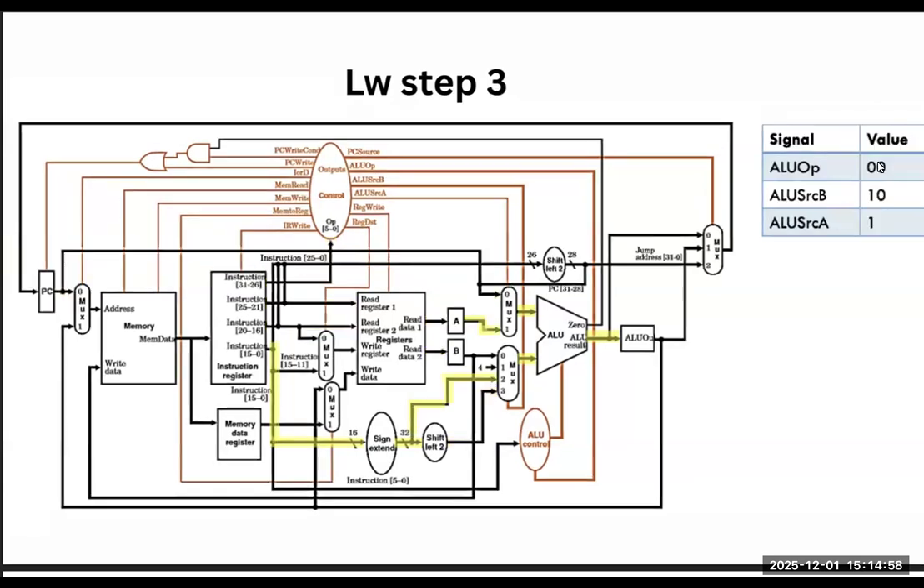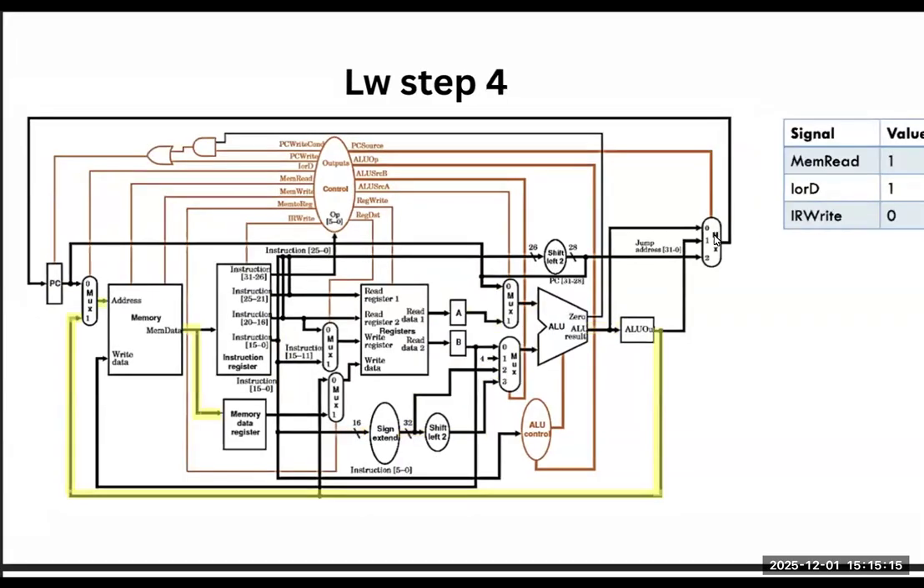Let's go to step three. Step three, the ALU calculates the memory address by adding the base register value with the offset. ALU SRCB is now 10 to select the immediate value, and ALU SRCA is 1 to select the register. Next step. We access memory using the calculated address. Mem read is 1, IorD is 1 to use the ALU output as the address.